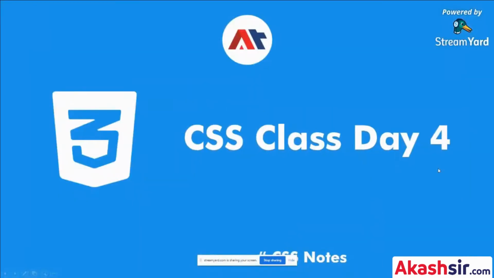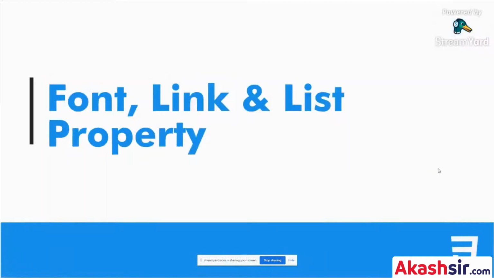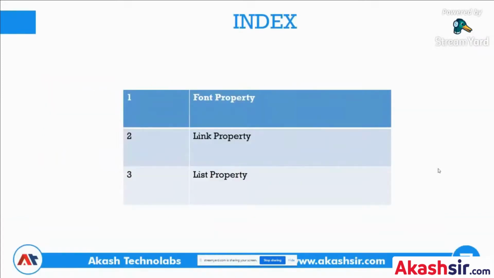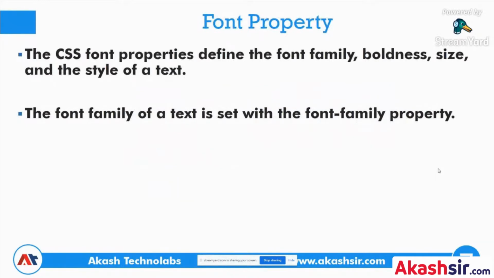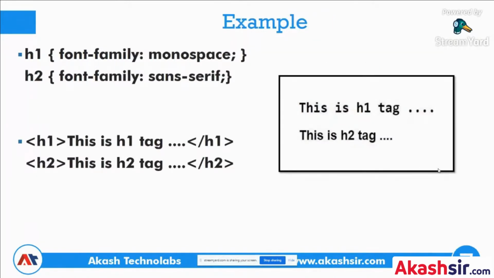Let's move to the next topic, that is CSS day 4. So if we talk about the font, link, and list properties. For example, let's say the font property. I want to add some font in my website, right? Especially the CSS font property defines the font family, boldness, size, and the style of a text. The font family of text is set with the font family property. So you can see we can specify the font family, that is monospace, sans serif, and you can see this is the difference between these two fonts, right?